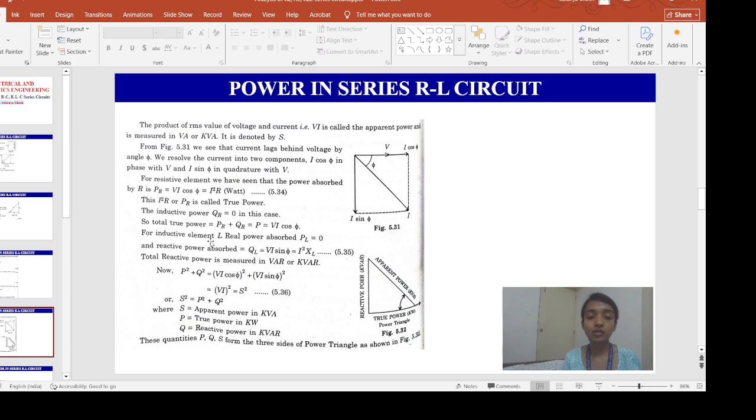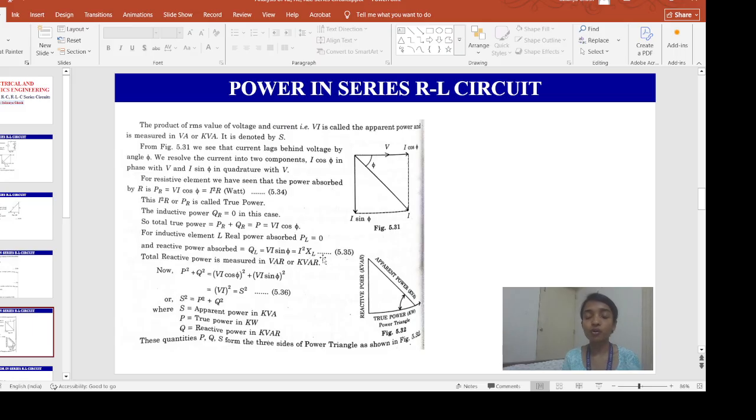Next, we also have to calculate the power consumed by the inductive element. For the power consumed by the inductive element, the active power or real power will be 0 and the reactive power QL will be equal to VI sin phi. This part is my reactive power. So, this is VI sin phi, and we can also write it as I square XL, similar to I square R. So, it is I square XL. XL is the inductive reactance.